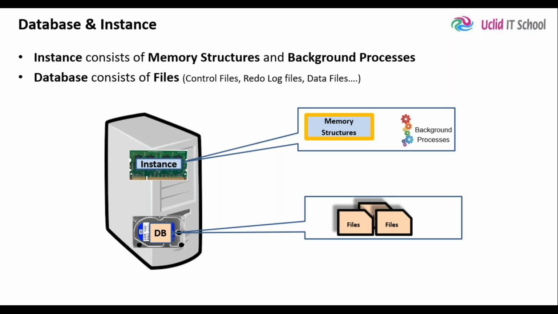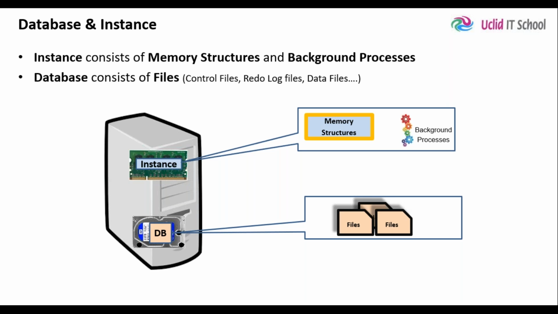Database consists of files. Every Oracle database consists of various files. The most important files of an Oracle database include control files, redo log files, and data files. Apart from these files, an Oracle database also uses various other files, like password file, parameter file, archived redo log files, flashback log files. But control files, redo log files and the data files are the main files of an Oracle database.